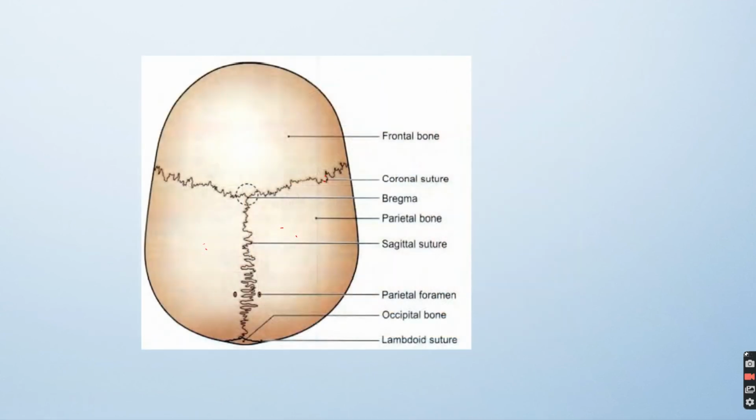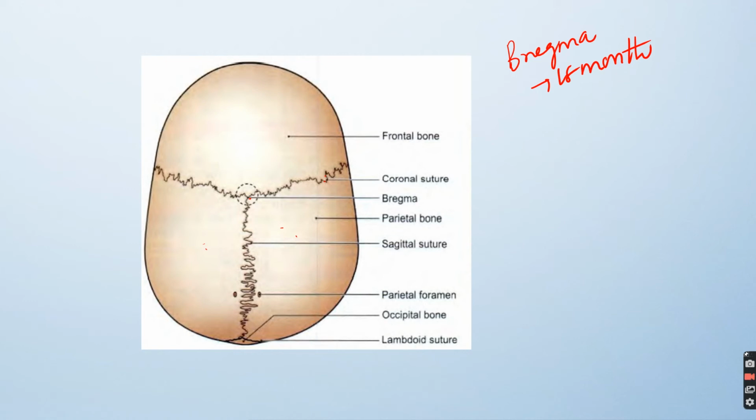First I will say what is bregma. Bregma is the point where the coronal and the sagittal sutures meet. The two parietal bones are connected to the frontal bone. The important thing about bregma is that it will usually fuse only at 18 months of age. Once the baby is 18 months old, it will get fused.